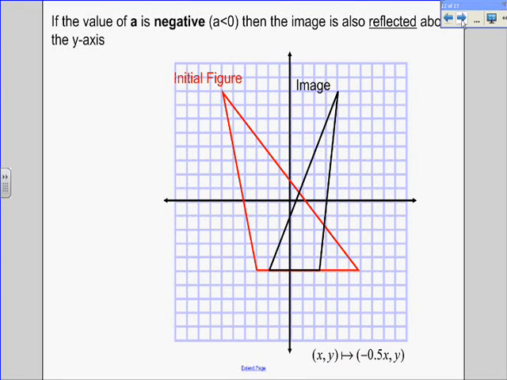If our value of a is a negative number, so if it's less than 0, then the image is also reflected. It's going to be a reflection, which we looked at in our last section, and more specifically, it's reflected about the y-axis. Our initial figure here is again in red, and it's been reflected. We have a very similar situation: x and y is getting mapped onto, instead of 0.5x, a negative 0.5x. So all of our y values again are the same, but our x values are reflected and multiplied by 0.5. That's how it changes our image. We want to be able to recognize that this is not only a horizontal compression, it's also a reflection.